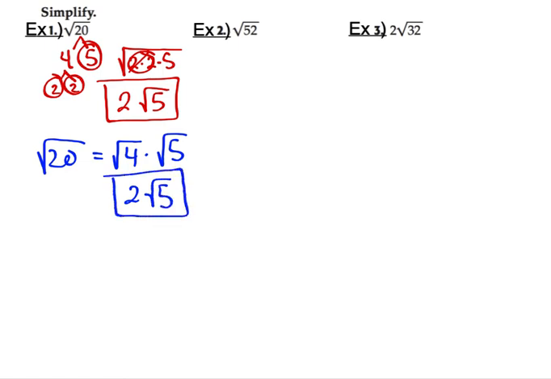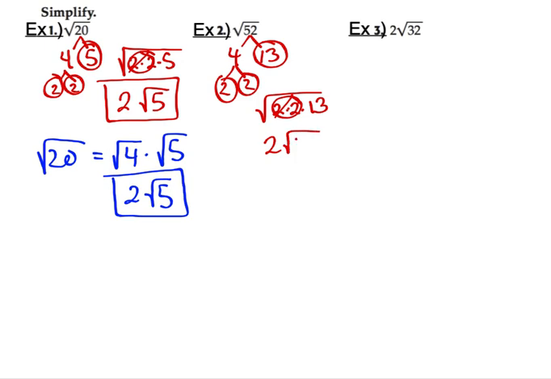Okay, example 2, square root of 52. 52 is 4 times 13. 13 is prime. 4 is 2 times 2. We are doing the square root of 2 times 2 times 13. The 2's can come out, and the 13 remains inside, giving us 2 square roots of 13.